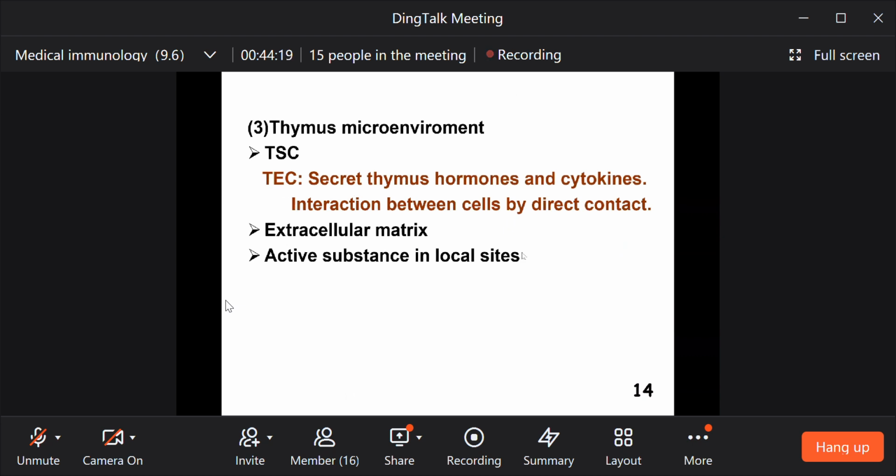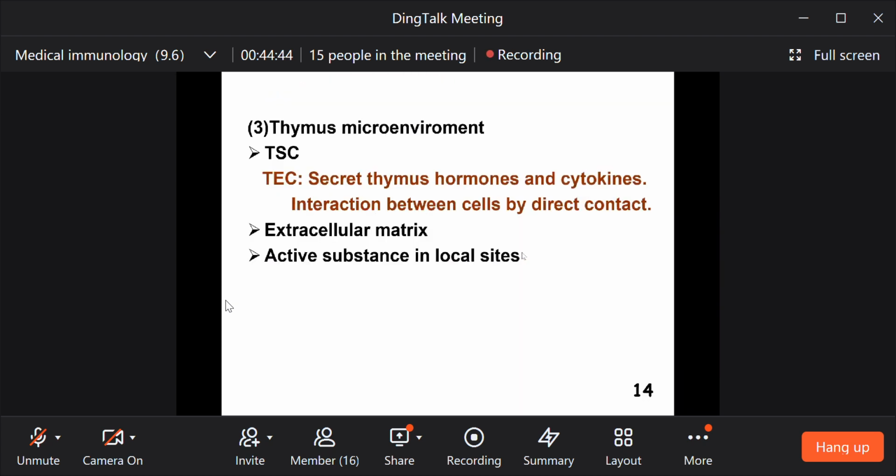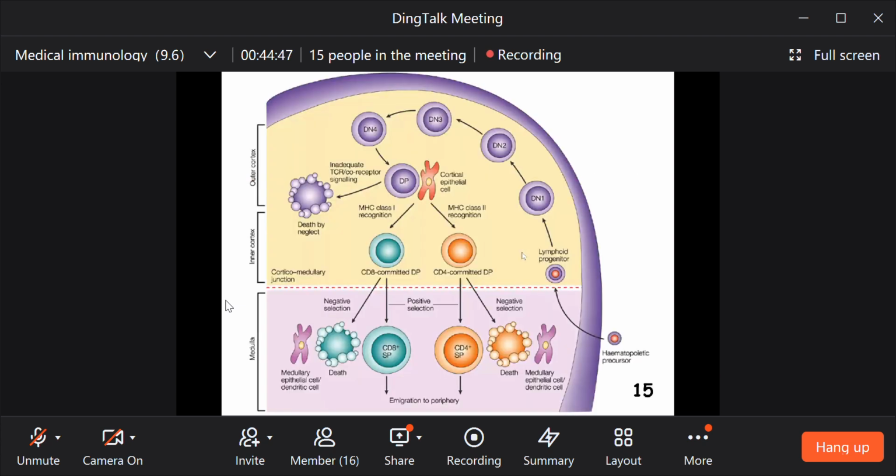So here we can see the thymus microenvironment. The TSC secrete thymus hormones and cytokines, and there is also interaction between cells by different contacts, and finally this helps the T cell to mature. Here is the diagram about the immature T cell becoming mature.